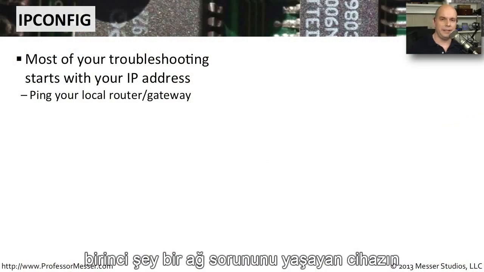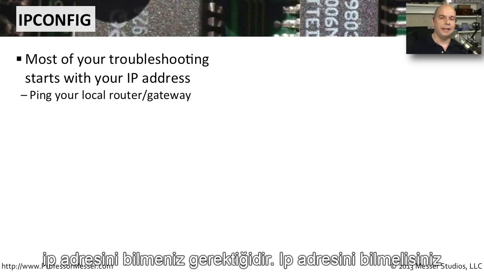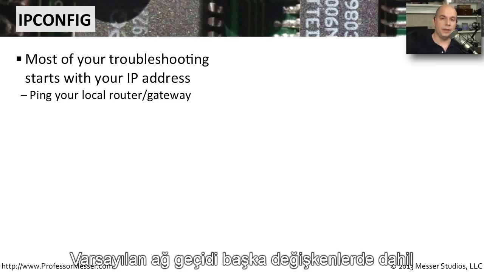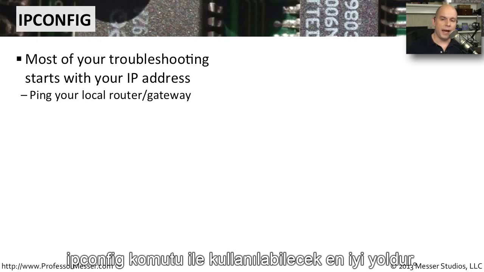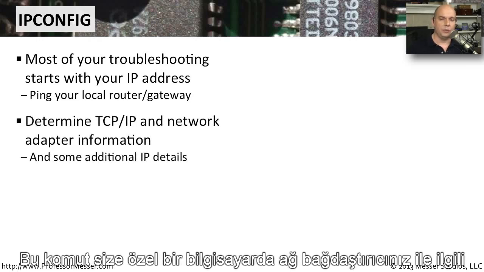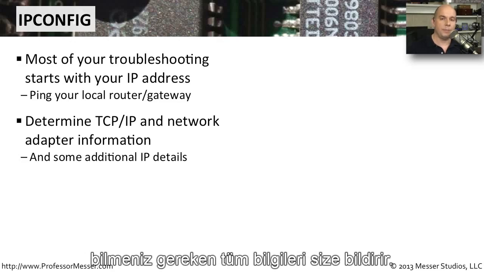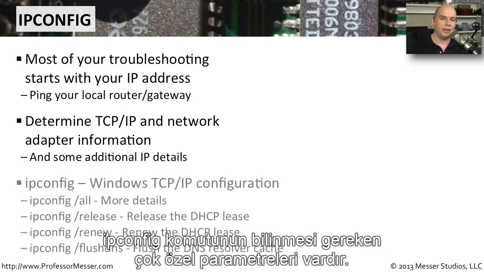If you've just sat down at a computer to troubleshoot, one of the first things you'll need to know if you're doing any type of network troubleshooting is IP address information for that device. You need to know the IP address, maybe your default gateway, and some other variables as well. The best way to get that information is with the Ipconfig command. This will tell you everything you need to know about every network adapter that happens to be on that particular computer. And there are some very specific commands for Ipconfig you should be aware of.